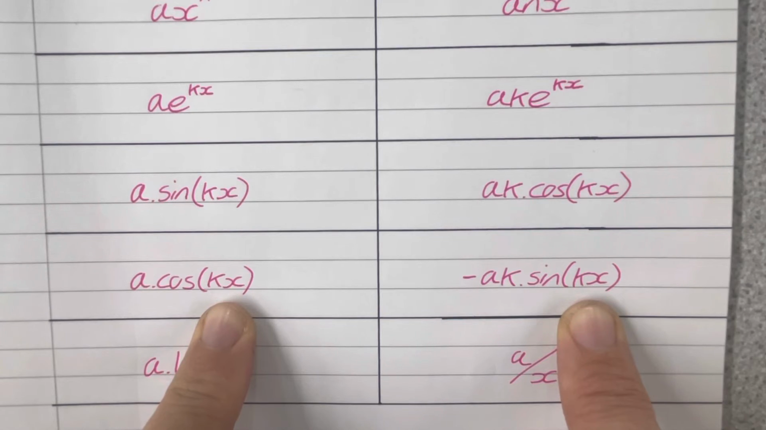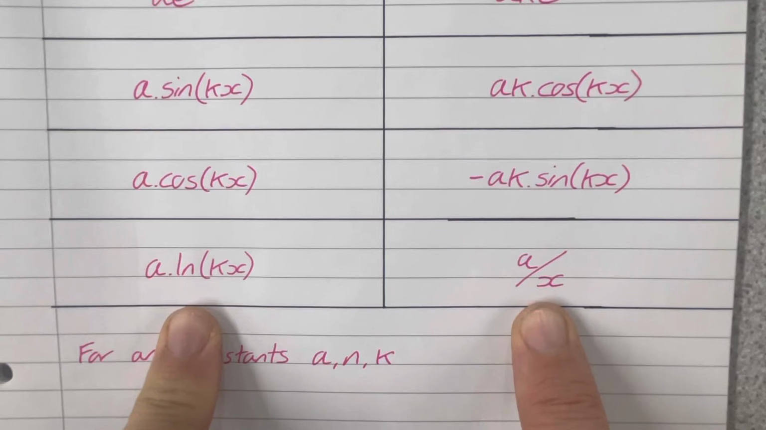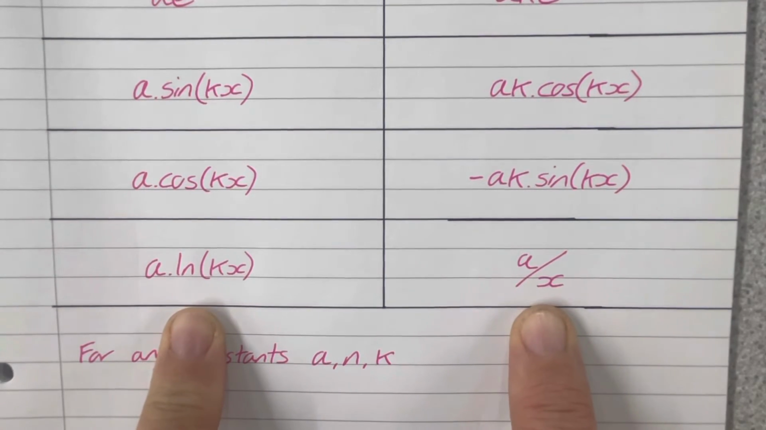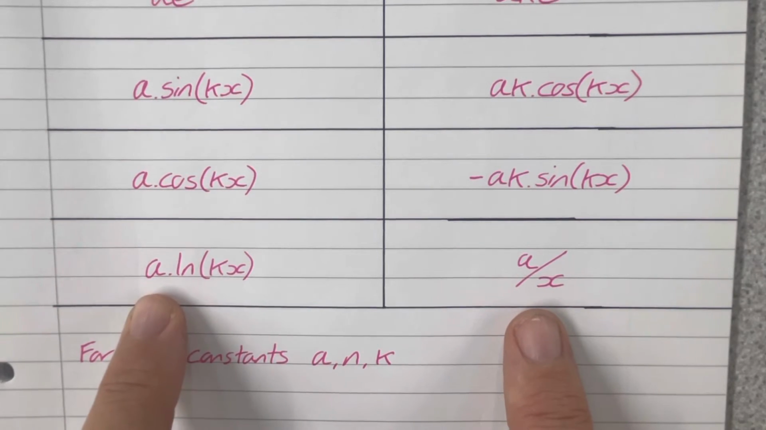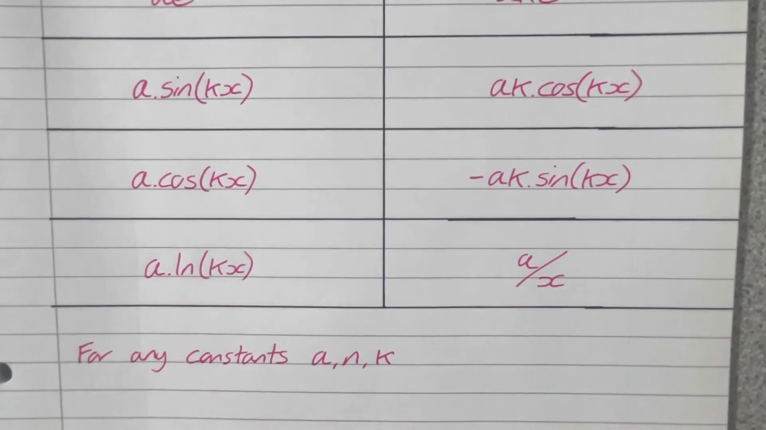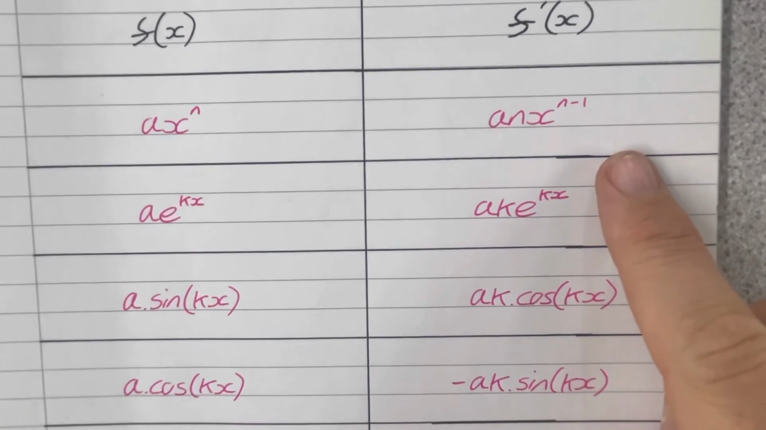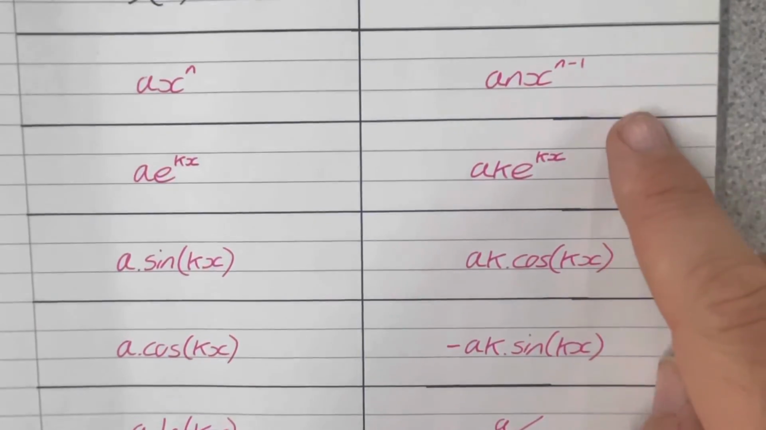And finally, this one here, which I haven't looked at yet, and I will prove for you when we do implicit differentiation towards the end of the chapter. You can't do this one very easily from first principles. But essentially, it's a times the natural log of k times x, and that goes to a on x. And it's not a typo or a mistake. k does genuinely disappear. And these are all true for any constants a, n, or k. Okay, a, n, and k are all constants in these.